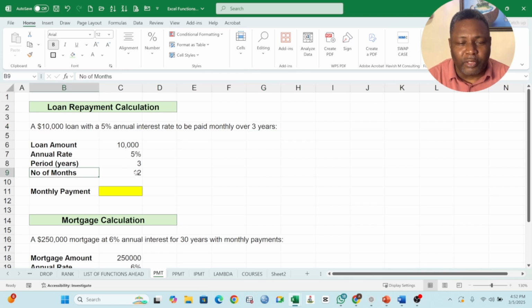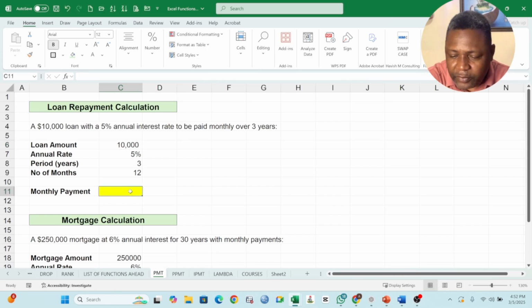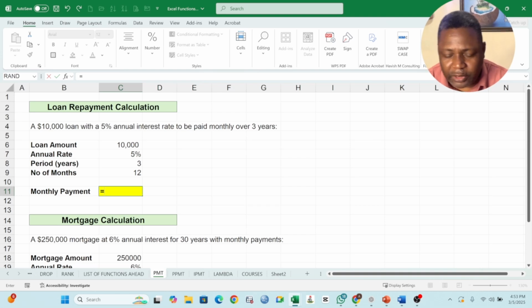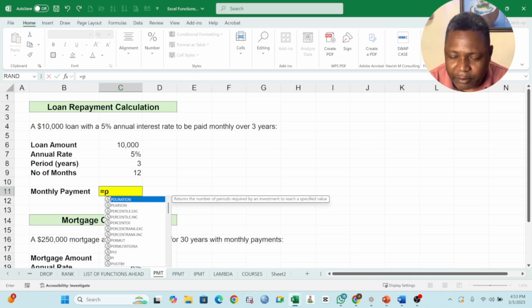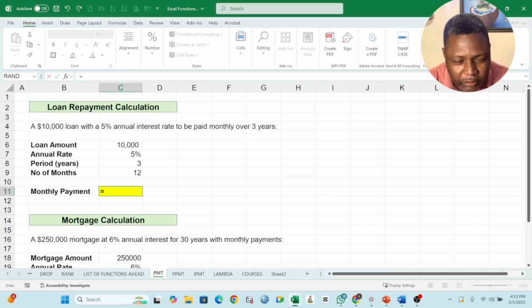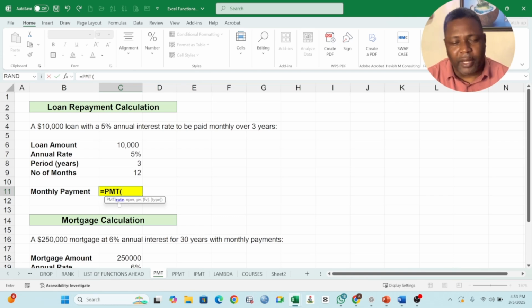And then the number of months that we're using is 12 months. So what that means is a monthly payment. We want to find out what will be our monthly payment at a constant rate. So you go into the box, you put equal sign PMT. Let me put it in capital letters, but it doesn't have to be, it can be lowercase or uppercase. Functions are not case sensitive.